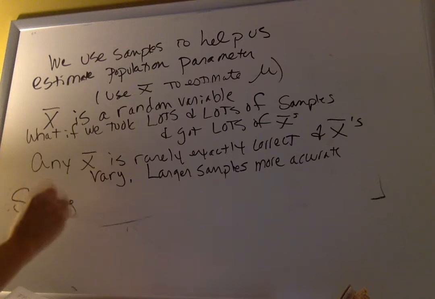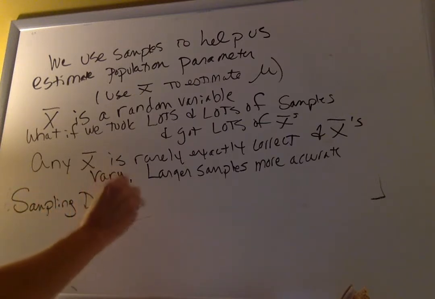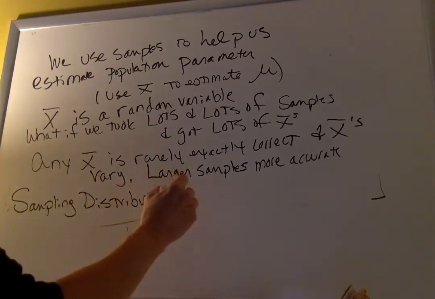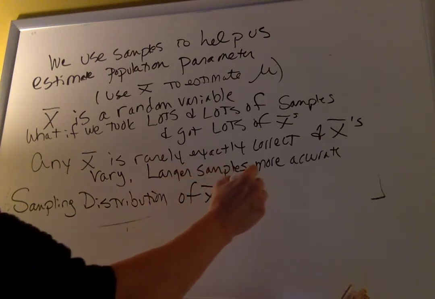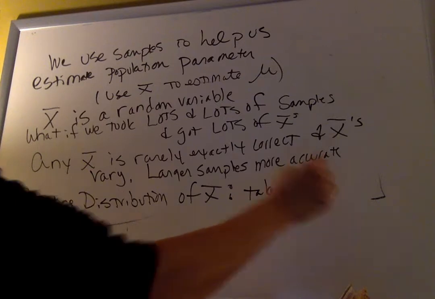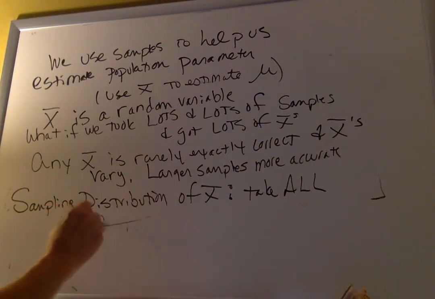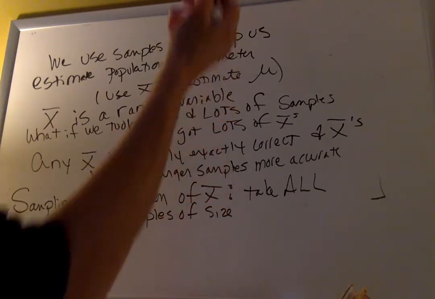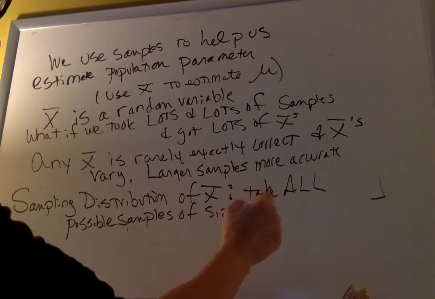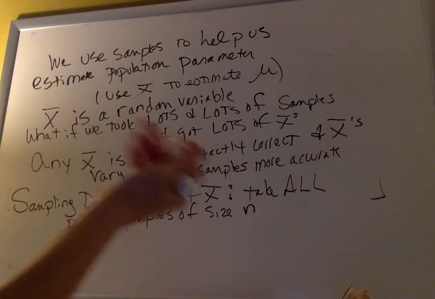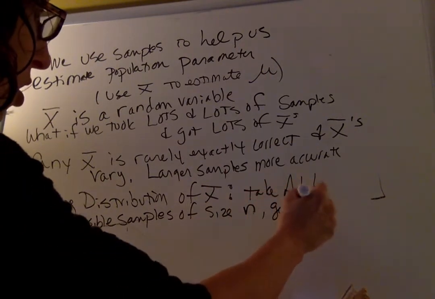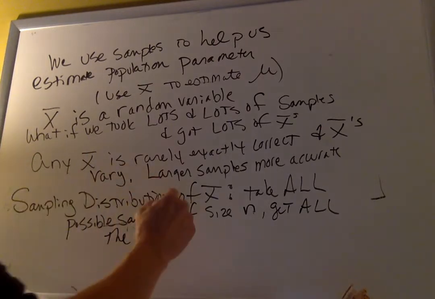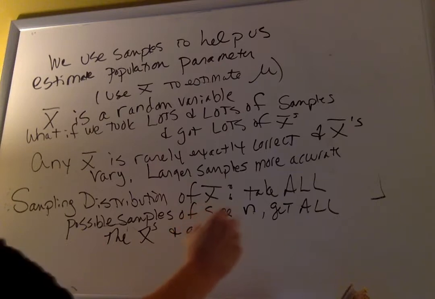What we're talking about today is called the sampling distribution. Fancy word for what does it look like? Sampling distribution of xbar. And what that means is we're going to take all possible samples of size n, for example, I don't know if we're talking 30 or 10, but size n, get all the xbars and graph it. And what does it look like? What does this look like?